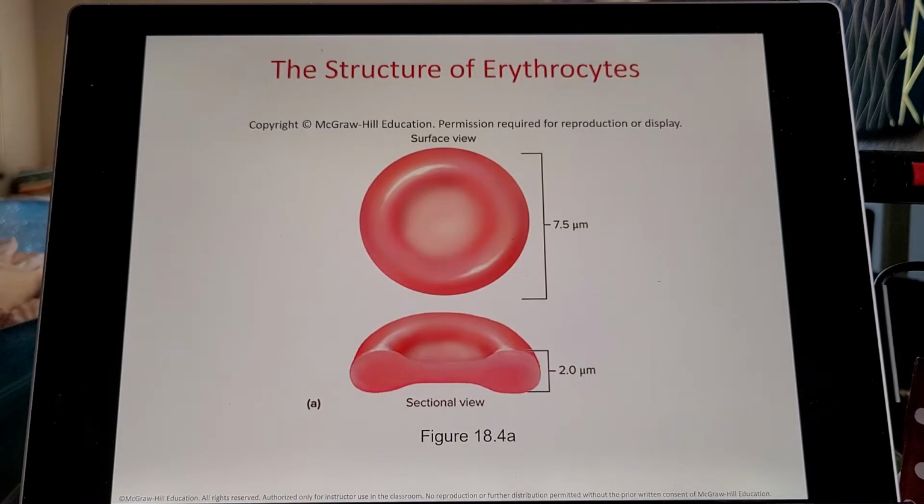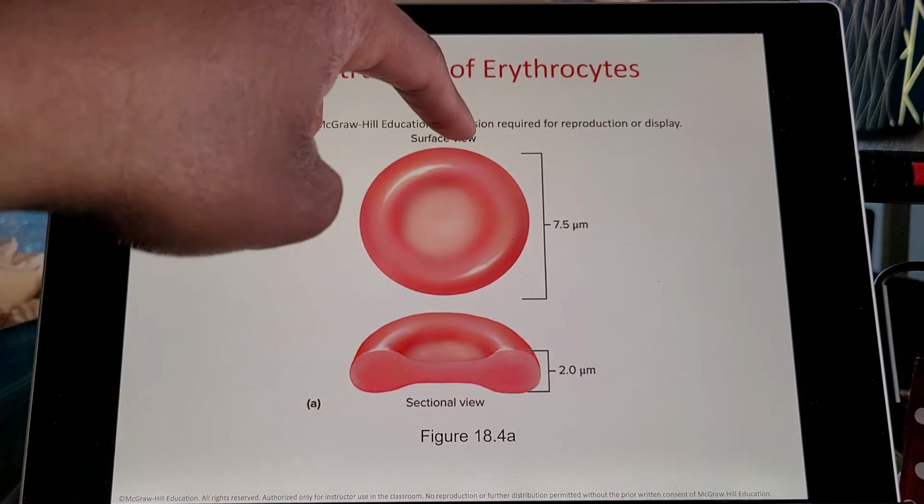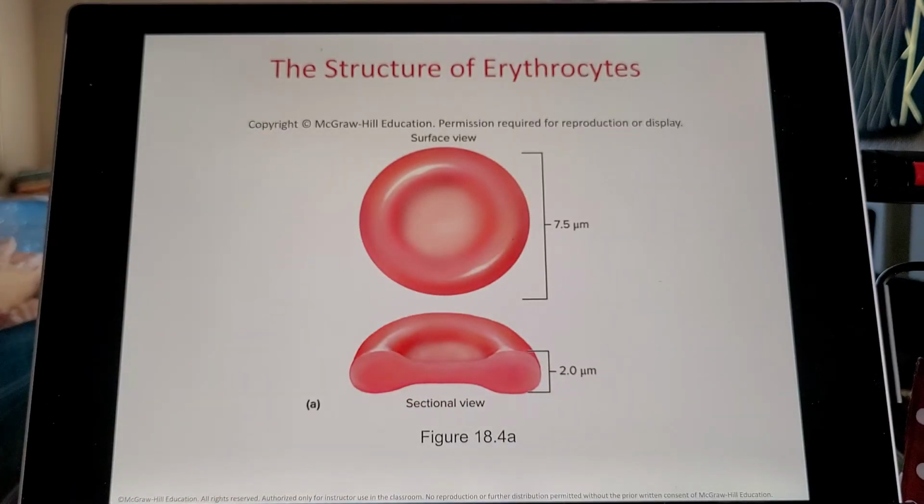So it's looking at the structure again. On the top it's round, but if you look from the side, it is a flat disc type of shape.